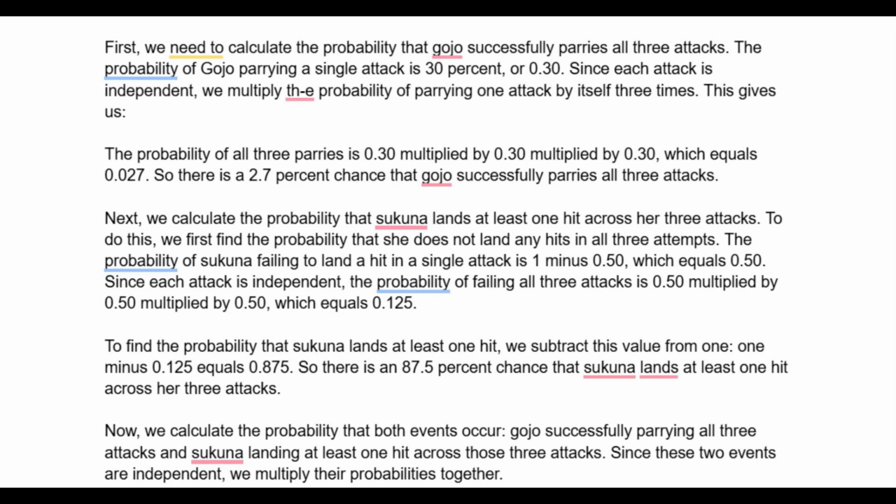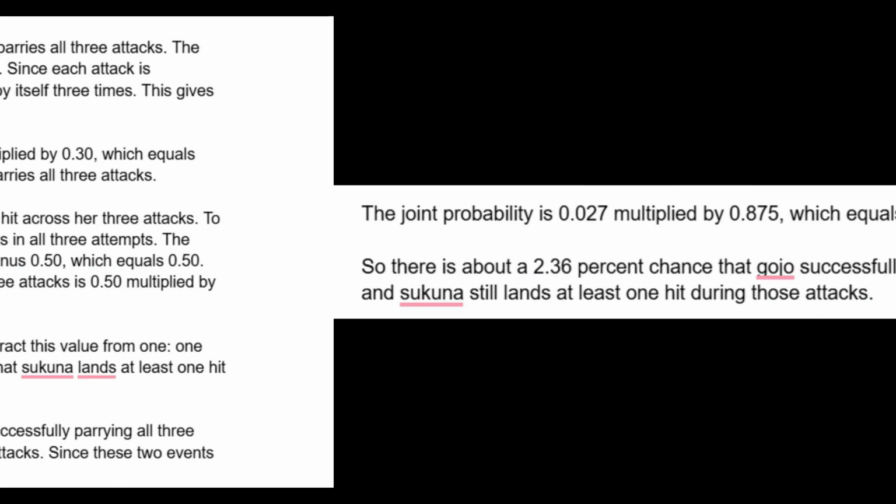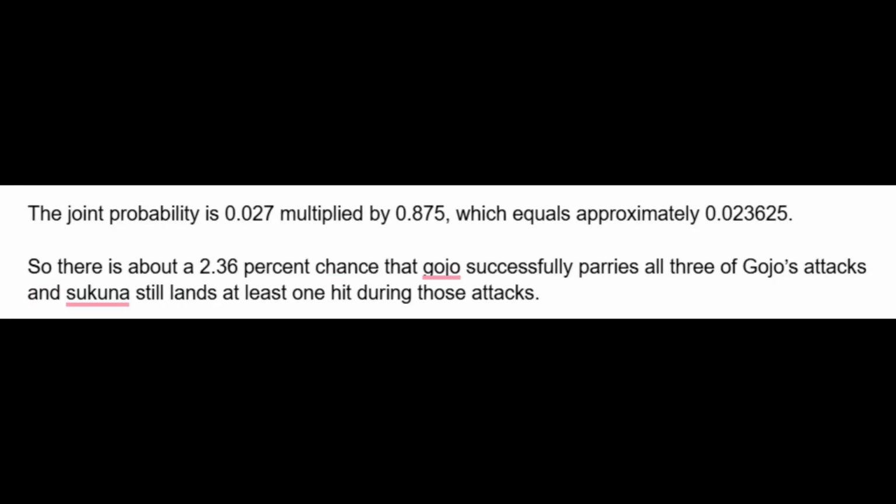Now, we calculate the probability that both events occur, Gojo successfully parrying all 3 attacks and Sukuna landing at least 1 hit across those 3 attacks. Since these 2 events are independent, we multiply their probabilities together. The joint probability is 0.027 multiplied by 0.875, which equals approximately 0.023625.